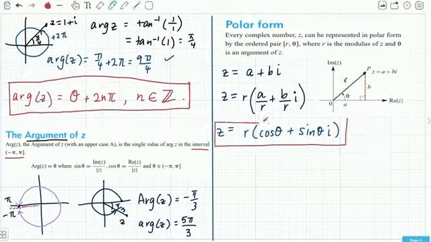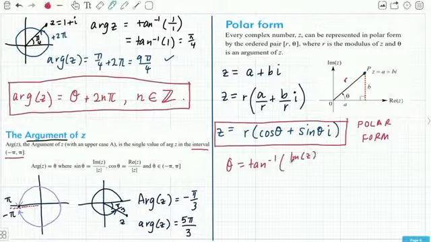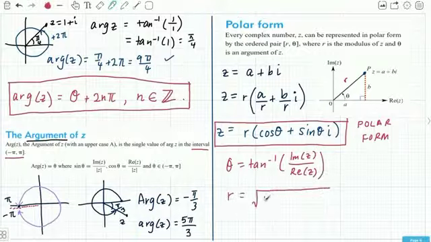Okay, so it has two things. And it's very important that you're familiar with this form. It has the angle theta and it has the modulus r. So they're the things that you're interested in. Okay. To find theta, remember that theta is equal to the inverse tan of the imaginary part of z over the real part of z. And to find r, that's the square root of the imaginary and real parts of z squared.